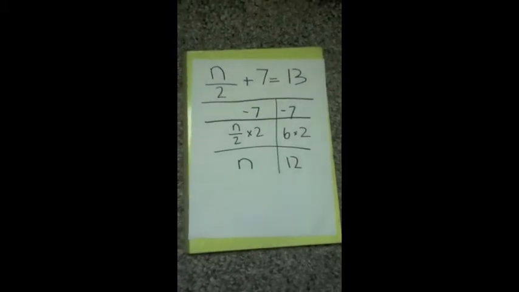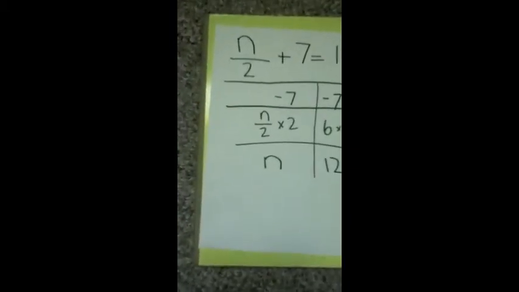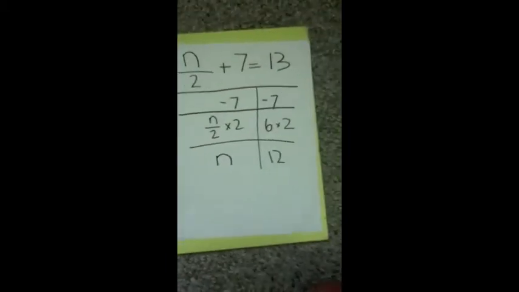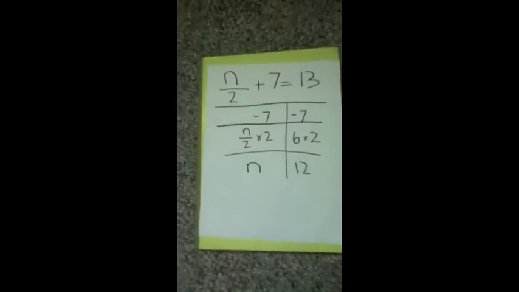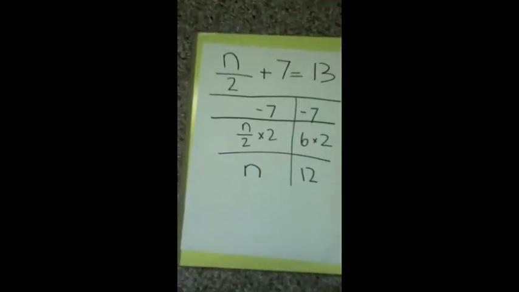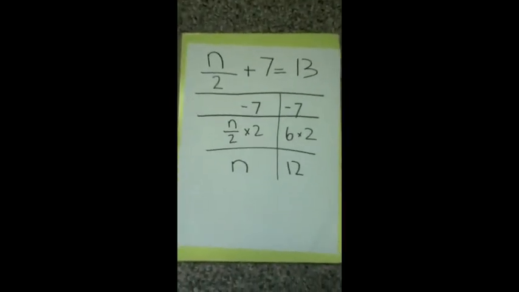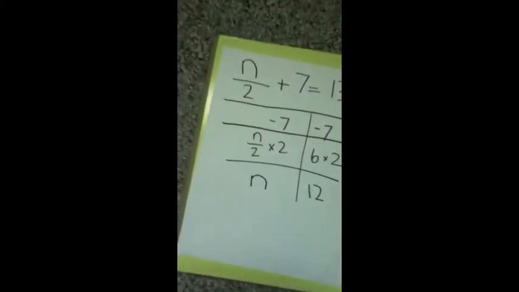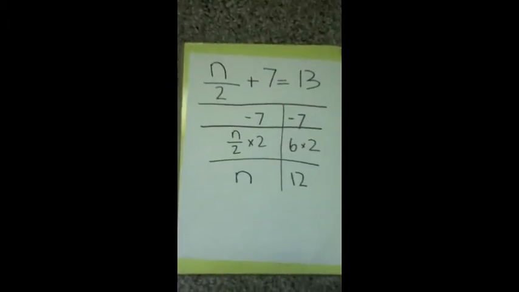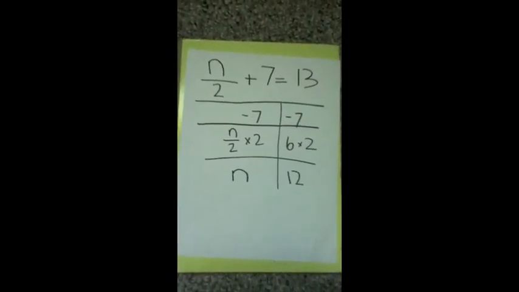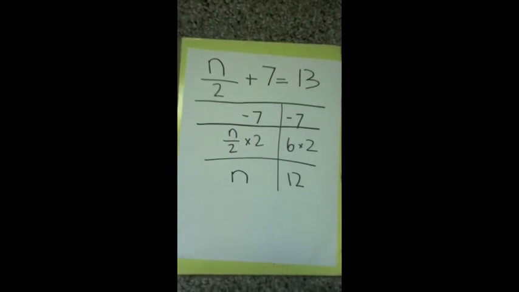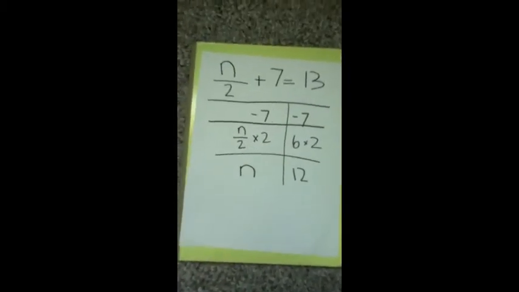Now that I multiplied them both by 2, n is completely by itself. And 6 times 2 equals 12. So now we know that the number of apples I originally picked up was 12 apples. And we know that because 12 divided by 2 equals 6, and 6 plus 7 equals 13. Thank you so much. We solved the last problem.